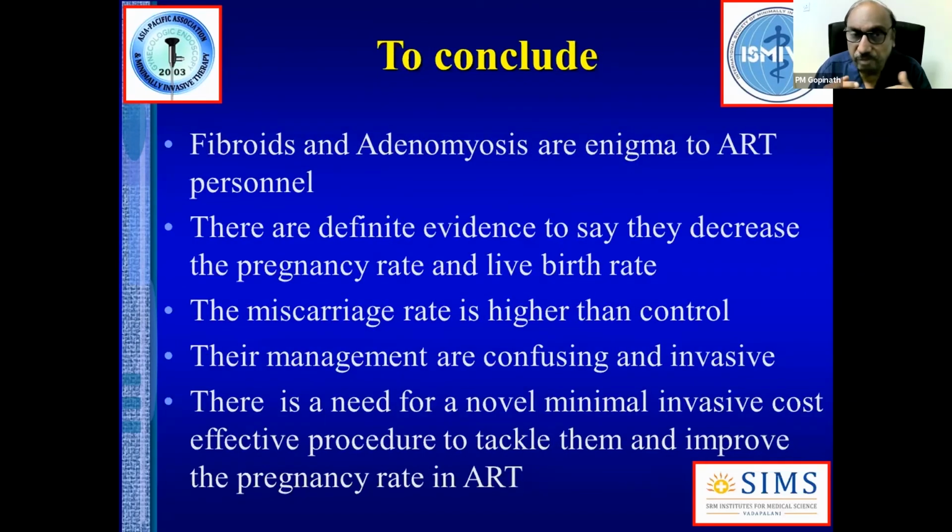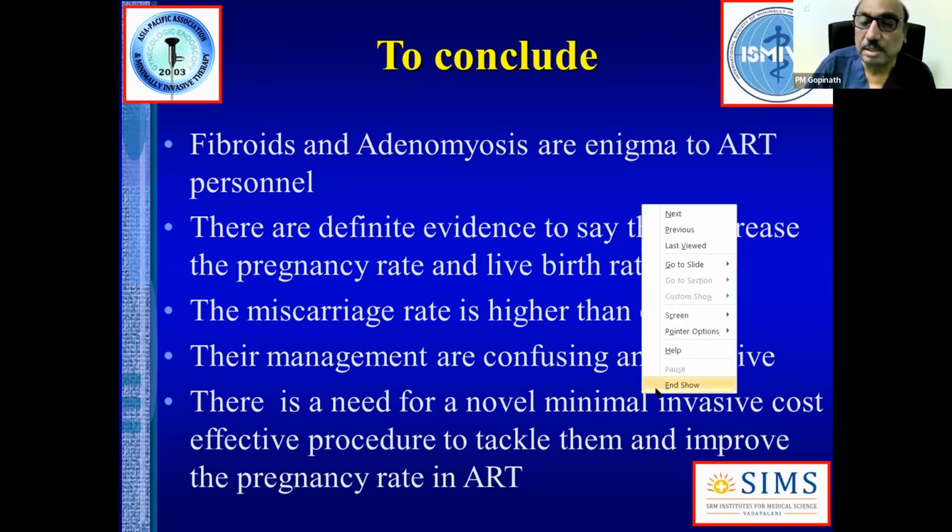To conclude, fibroid and adenomyosis are an enigma to the ART personnel. There is definite evidence to say that they decrease the pregnancy rate and live birth. The miscarriage rate is higher than the control. Their managements are confusing and invasive. There is a need for a novel, minimally invasive, cost-effective procedure to tackle them and improve the pregnancy rates in ART. Probably, I think we have arrived at an answer: IVF before and Haifu has to be done. Thank you very much for your patient listening.